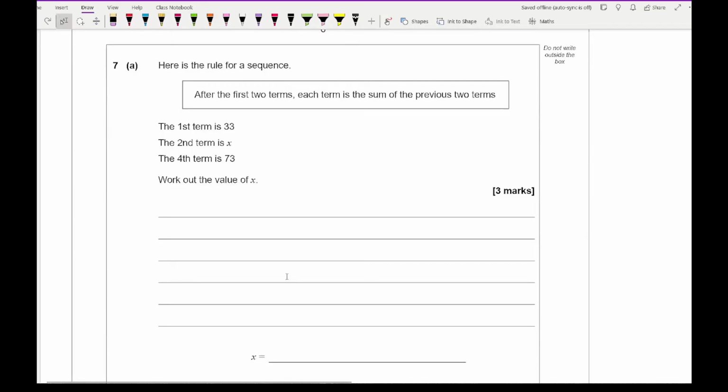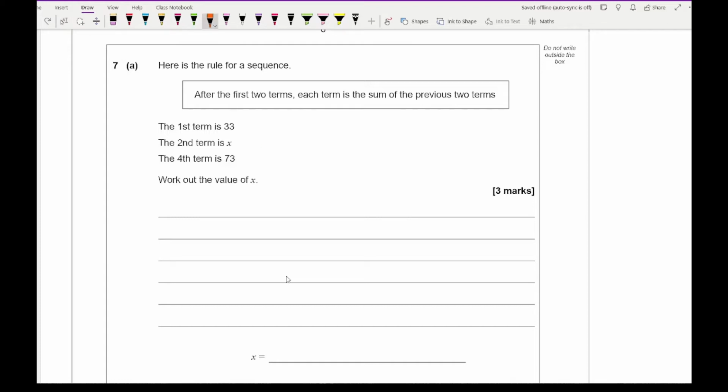Then moving on to question 7a, it says here is a rule for a sequence. After the first two terms, each term is the sum of the previous two terms. So in other words, we're looking at a Fibonacci sequence. And it says the first term is 33, the second term is x, and the fourth term is 73. Work out the value of x.